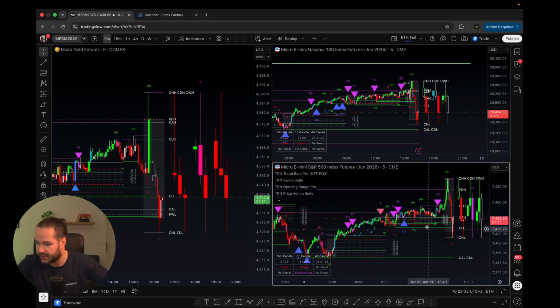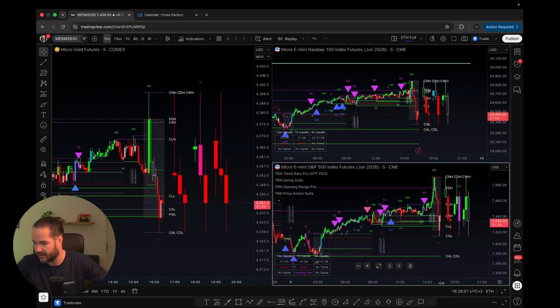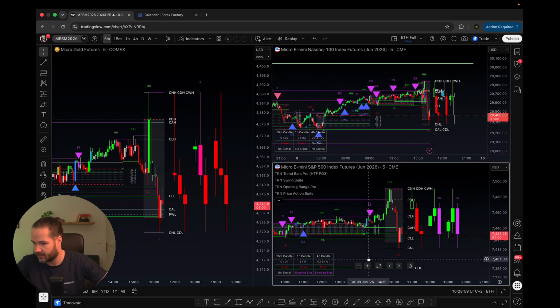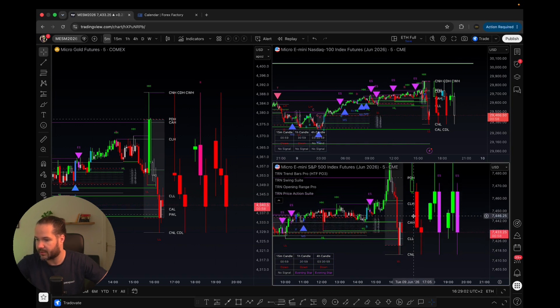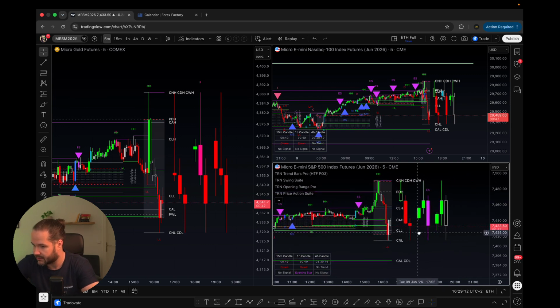I just saw that here on ES, it was a nice pullback to the Asian session high. As you can see, this box right here is the Opening Range Pro indicator. It displays the Asian session. And we bounced off this level. So honestly, NQ went too low for this, but here on ES, it would be possible to enter a trade if we get a bullish signal. We don't have a bullish signal for now, but the chance is here. So let's see.